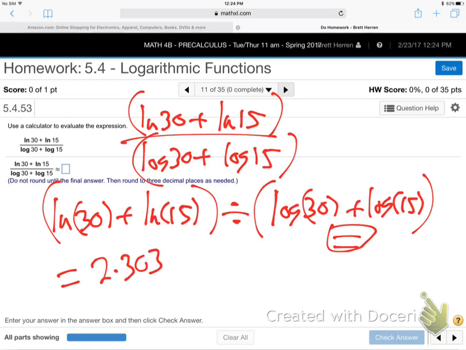2.303. Anybody else getting that? Yeah? Okay, good. So that looks like the answer. Make sure you can get that. If you have trouble with that, grab me after class. I'll be glad to help you. Ten seconds probably is all it'll take. Come on up.